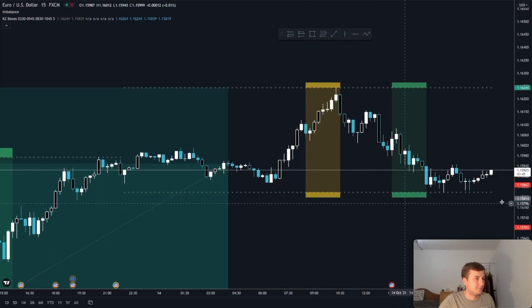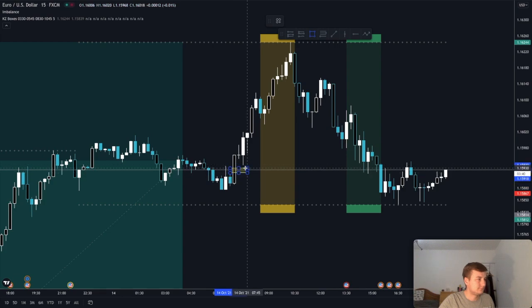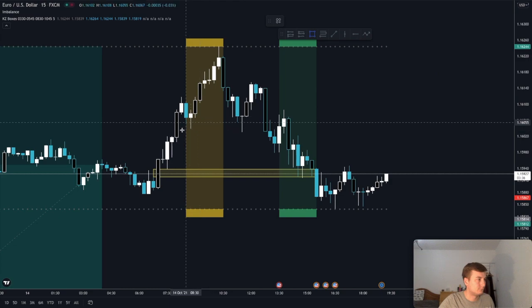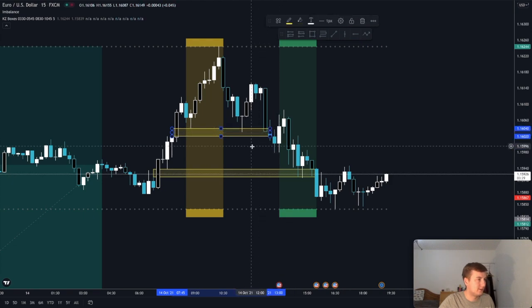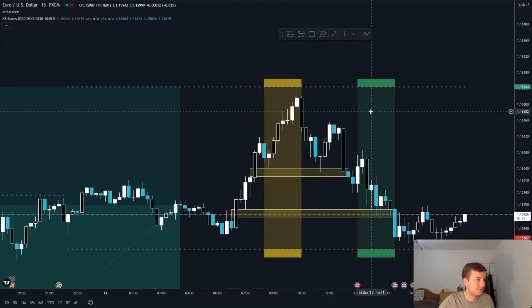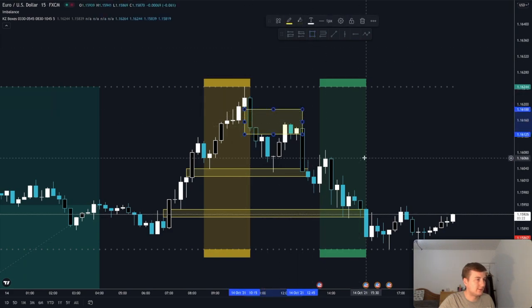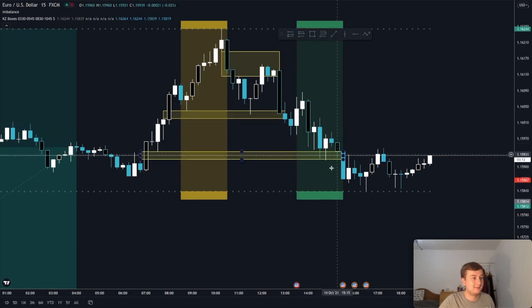Now, this day, what do we see? See an imbalance here. Imbalance here, which was taken outside of the ICT kill zone. Imbalance here, taken outside the ICT kill zone. So this day, there was an imbalance, and this would have been a losing day.